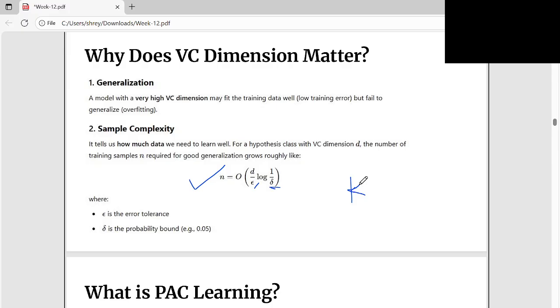So there was another formulation here, another formulation for the number of samples. Let's say you have a question where the tolerance limit and failure probability are given to you. Secondly, the VC dimension is given to you rather than the number of hypotheses. So you can use this formulation in place of that one to calculate the number of samples. Okay, so that's why this VC dimension is important.